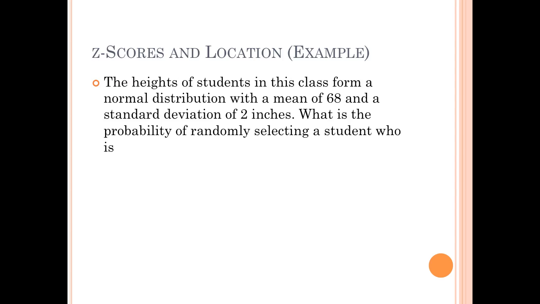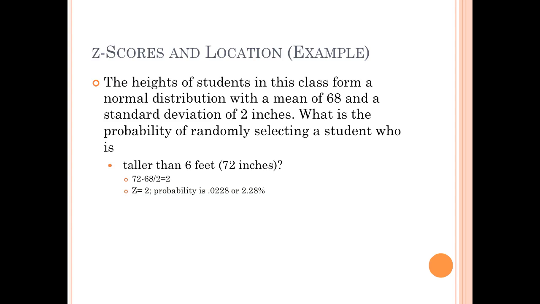The heights of students in this class form a normal distribution with a mean of 68 and a standard deviation of 2 inches. What is the probability of randomly selecting a student who is taller than 6 feet, 72 inches? First, you would calculate the z-score. 72 minus 68 divided by 2 gives you a z-score of +2, meaning that person is 2 standard deviations above the mean.